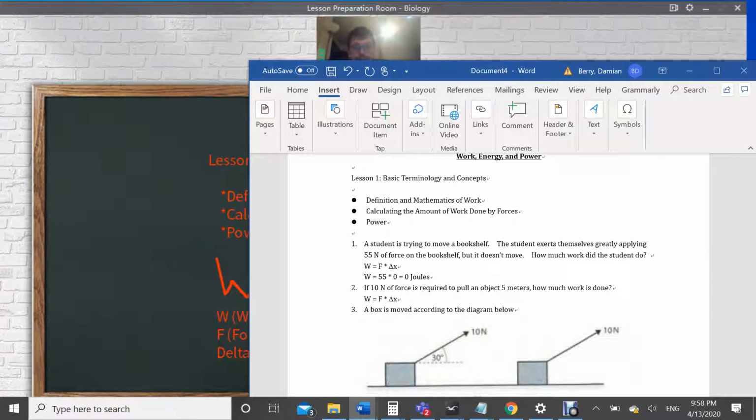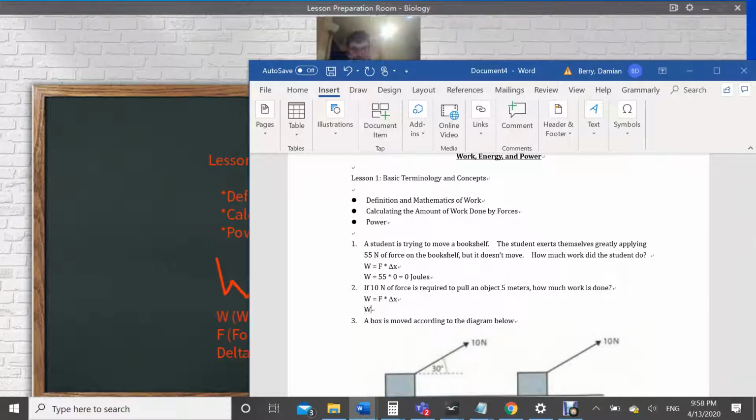The second question: if 10 newtons of force is required to pull an object 5 meters, how much work is done? Work is equal to force times displacement. Force is 10 newtons, and the displacement is 5. It's going to give us 50 joules. Very basic.